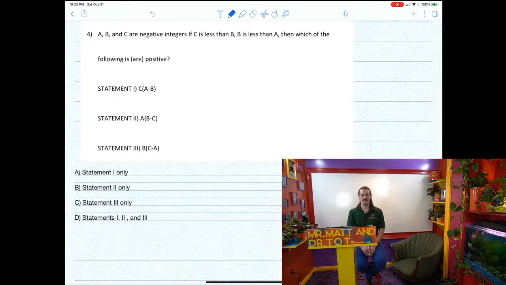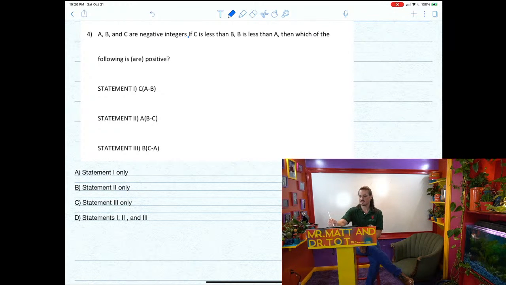Statement 2 says A times the quantity B minus C. Statement 3 says B times the quantity C minus A. And answer selections A, B, and C are statements 1, 2, and 3 only, respectively. So A is statement 1 only, B is statement 2 only, C is statement 3 only, and answer selection D is statements 1, 2, and 3.